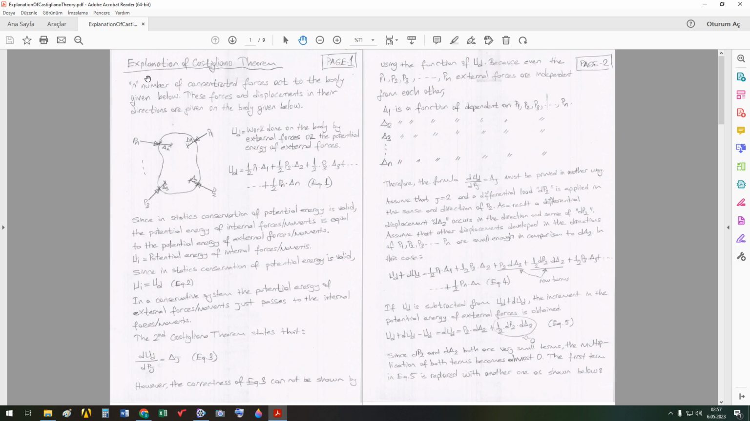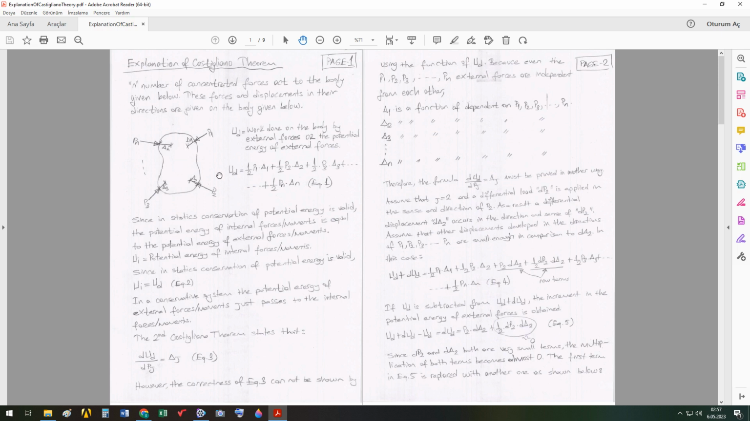In this video, I will explain the Castigliano theorem. Here we have a body. Let's start from the general shape of a body. It's about strength of materials. It's a subject of strength of materials. So deformable bodies are the subject of strength of materials.